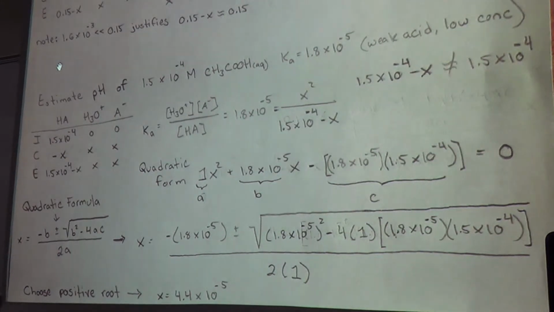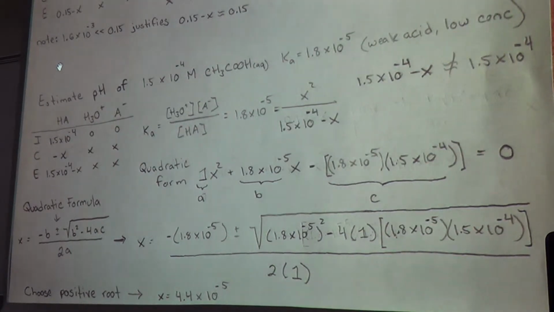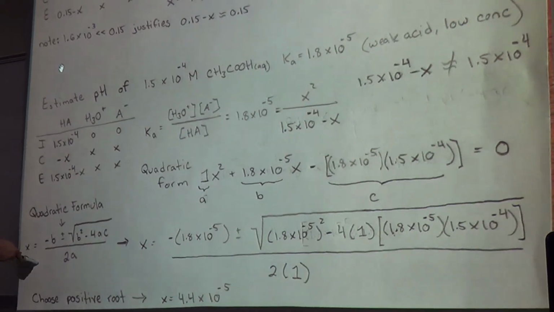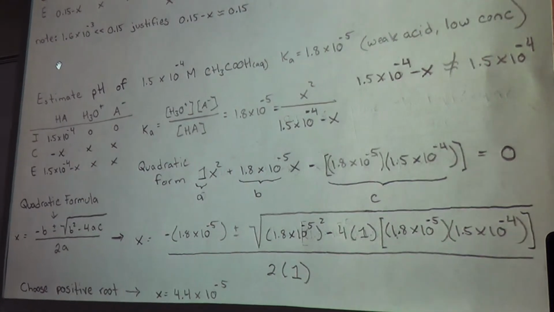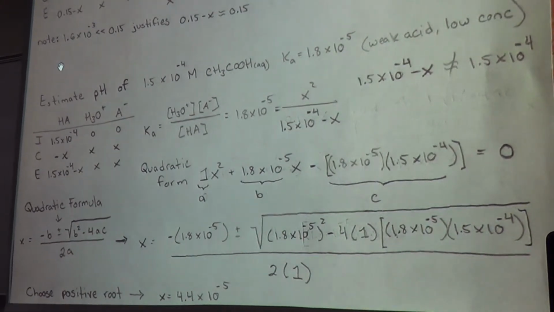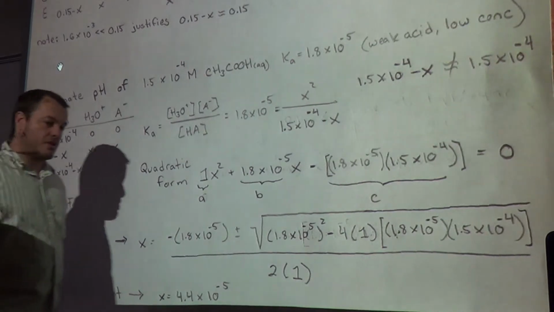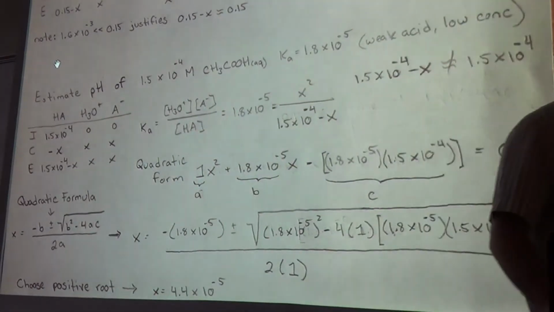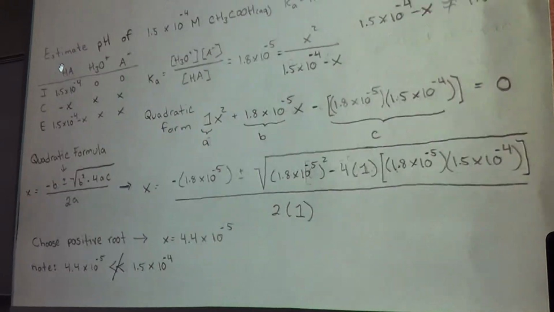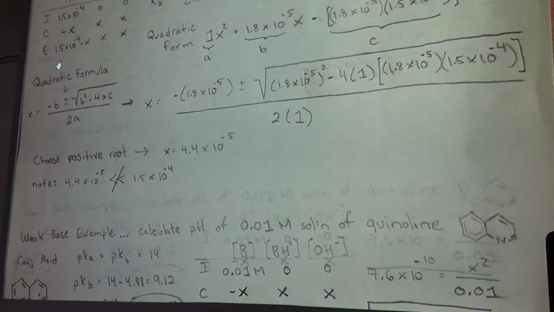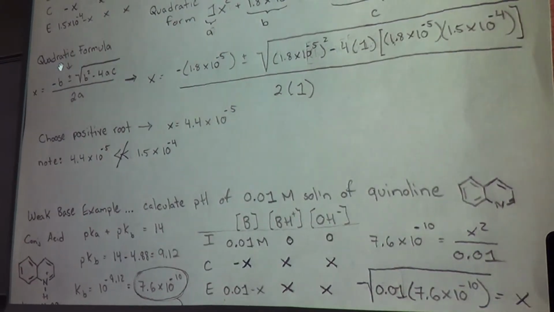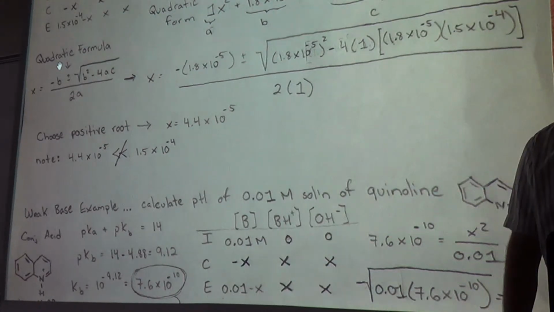That's A, B, C form, where A is 1, B is 1.8 times 10 to the negative 5, and C is Ka times initial concentration. Plug in the quadratic formula. You end up figuring out that there are 2 roots. You're always going to take the positive root because the negative root does not fit the parameters of our calculation. You can't have a negative concentration.